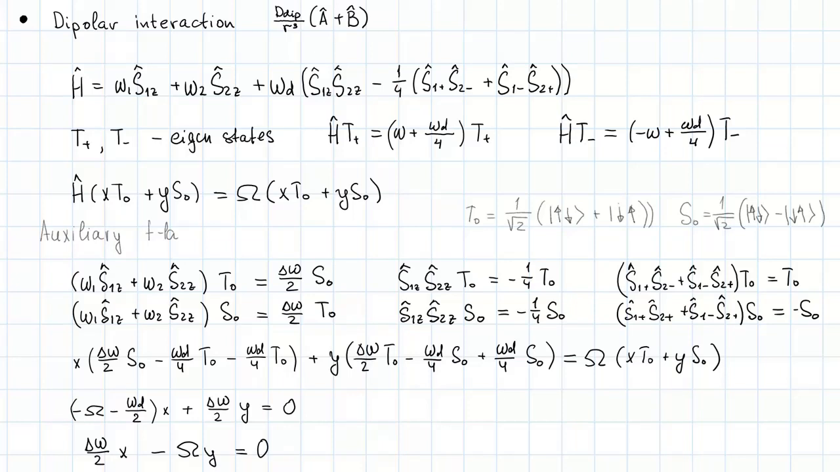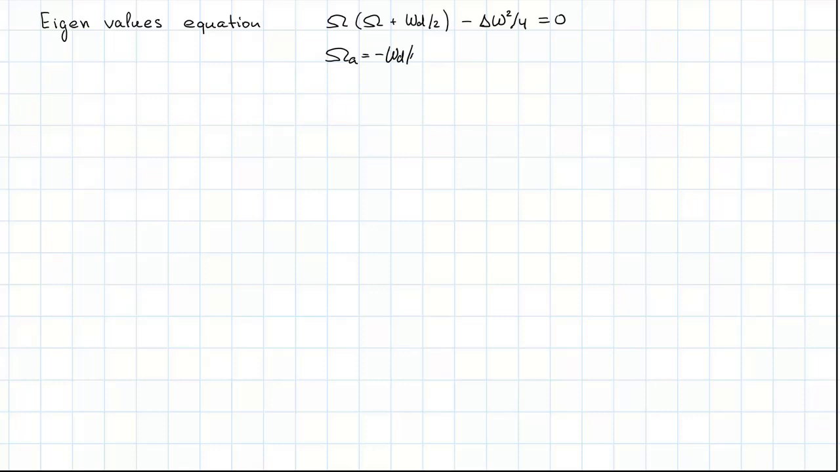This system of two linear equations has a solution when the determinant of the system matrix is equal to 0. The last determinant in the explicit form gives us a quadratic equation for the eigenvalues. It has two solutions. Omega A is equal to minus omega d divided by 4 minus omega stroke divided by 4, and omega B is equal to minus omega d divided by 4 plus omega stroke divided by 4.